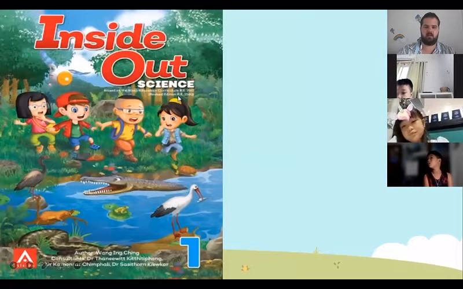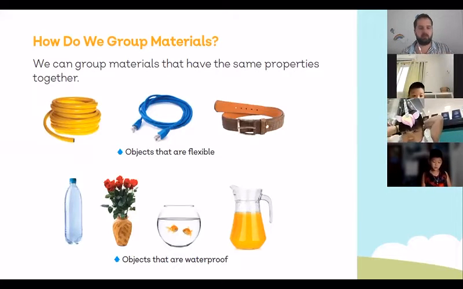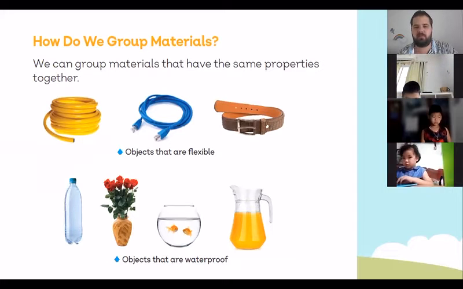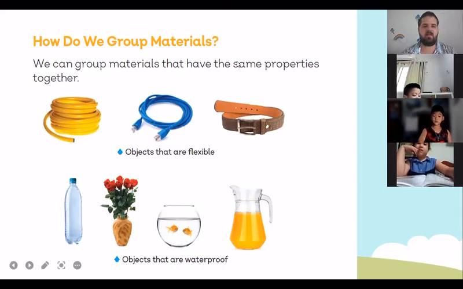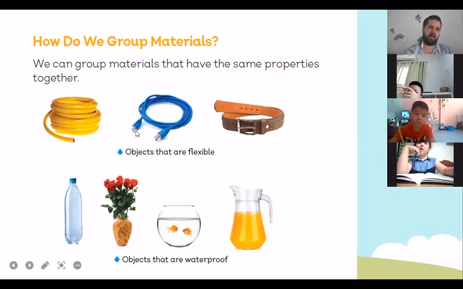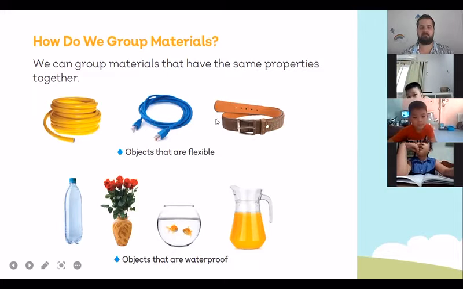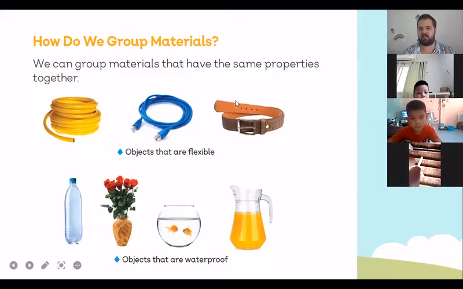Okay. So, how do we group materials? We group materials that have the same properties together. So, for example, we have a belt, a cord and a hose pipe. The hose pipe, cord, and belt are flexible, so they can bend. So these three are flexible. So our first group is called flexible. Can we say that all together? Flexible.